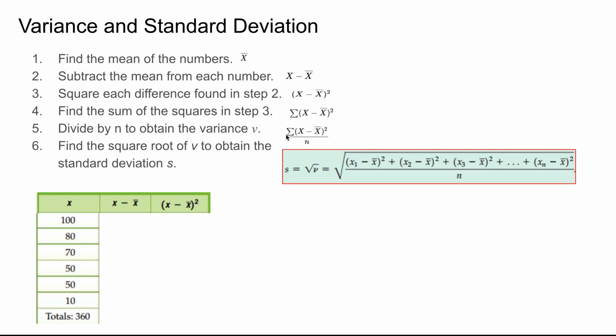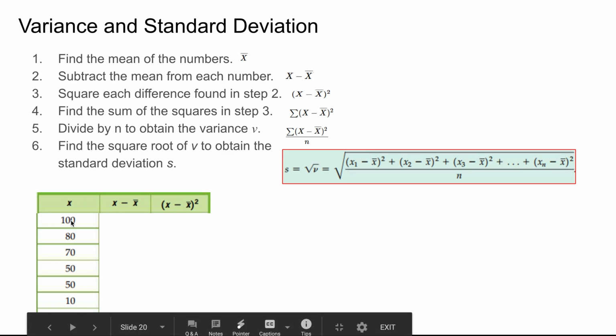Sigma means sum of. So for each of these variables, the value minus the mean, squared. So x1, the first value minus the mean, square that, and the second value minus the mean, square that, and so on. Add them all together, then divide by how many we have. This part inside the square root is the variance. If you want to find the standard deviation, you just put a square root of that.